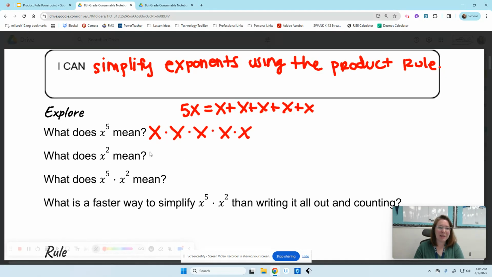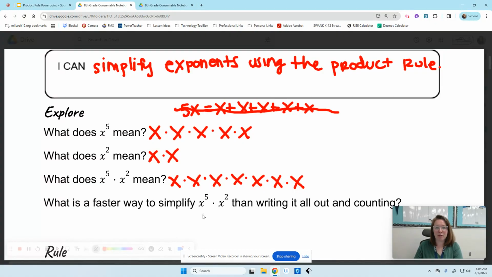And x squared means x times x, right? So different than 5x. I just kind of crossed that off so we can remember they're different. So now we're kind of putting those two things together. What does x to the 5th times x squared mean? Well, we know x to the 5th is this over and over again 5 times, 3, 4, 5, and then I can put a multiplication sign, and then x squared is just x times x. So 1, 2, 3, 4, 5, 6, 7.